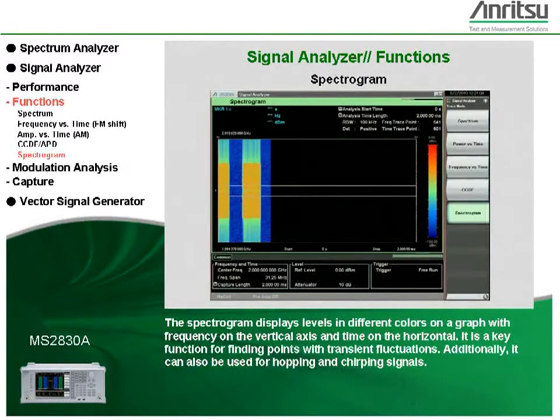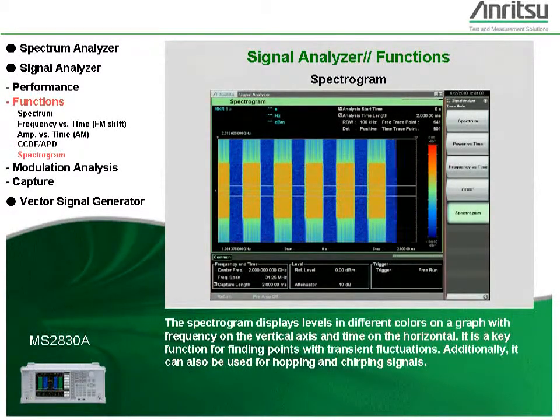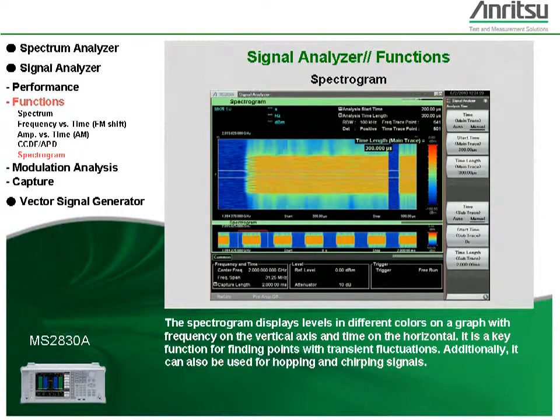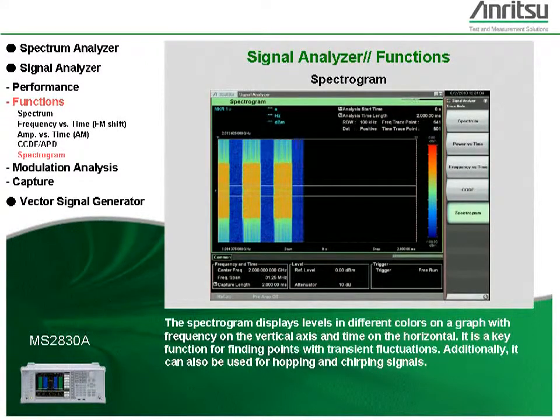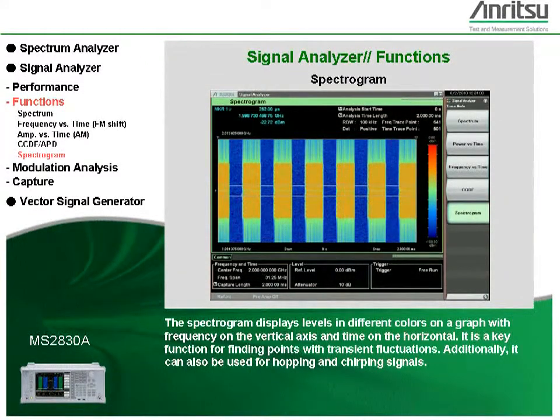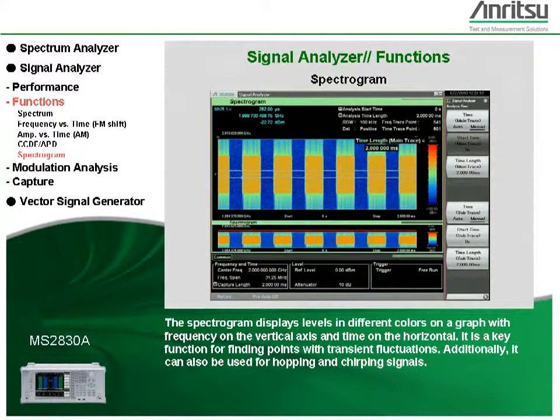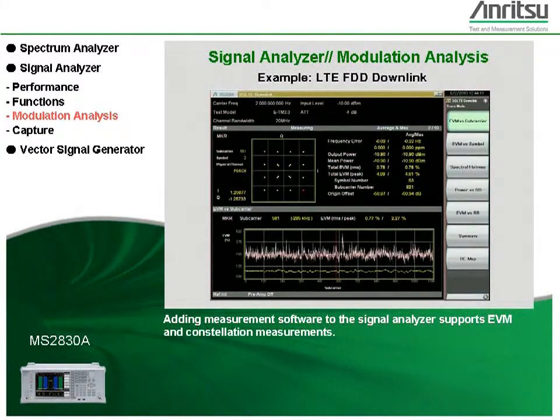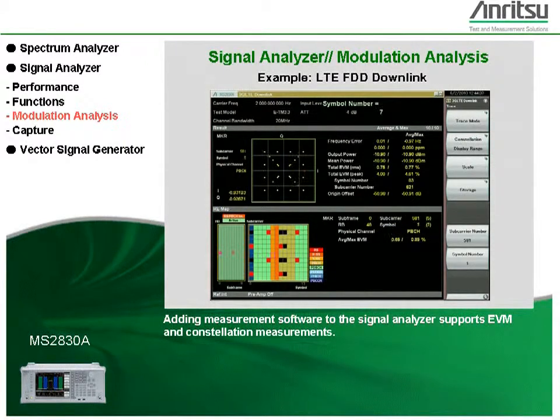The spectrogram displays levels in different colors on a graph with frequency on the vertical axis and time on the horizontal. It's a key function for finding points with transient fluctuations. Additionally, it can also be used for hopping and chirping signals. Adding measurement software to the signal analyzer supports EVM and constellation measurements.